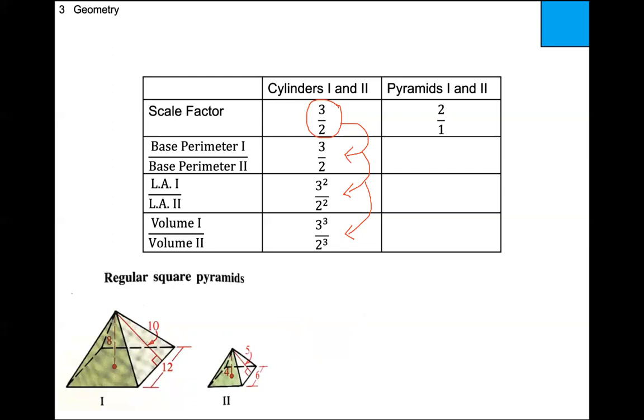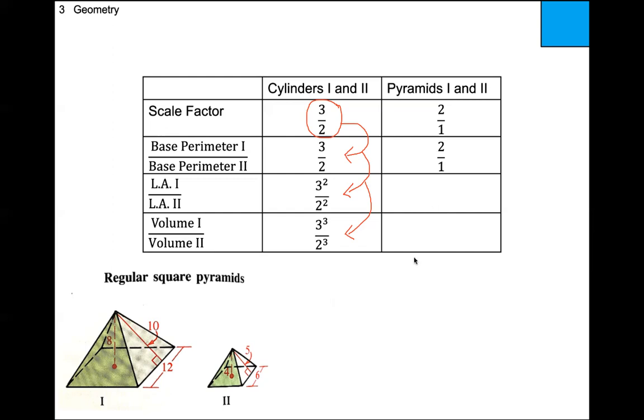If it follows the same pattern as the previous one, when we calculate the perimeters, we should also get 2 to 1. Let's see what happens. On the big one, the perimeter, these are square pyramids. On the big one, the perimeter, let's see, one side is 12. 4 times 12 is 48. I would get 48 over small one side is 6. 6 times 4 is 24. I would get 48 over 24, and that's 2 to 1. If it follows the same pattern, then the lateral area of the pyramid, I should get 2 squared over 1 squared.